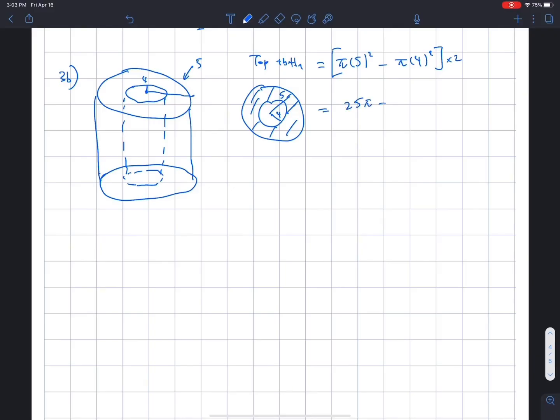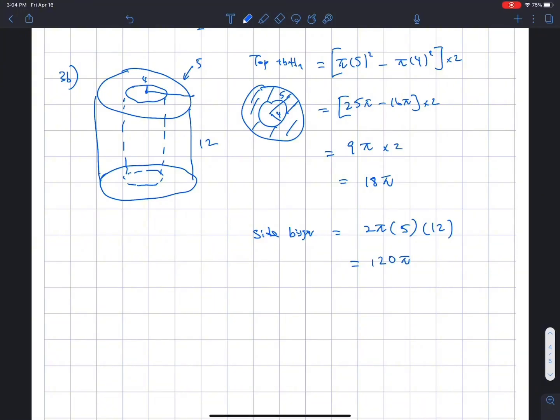This will be 25 pi minus 16 pi, times 2. 25 minus 16 is 9, so we get 18 pi. That's the top and bottom. Now for the side, or the outside piece. For the bigger piece, it's just 2 pi rh. The radius is 5 and the height is 12. So that would be 120 pi.